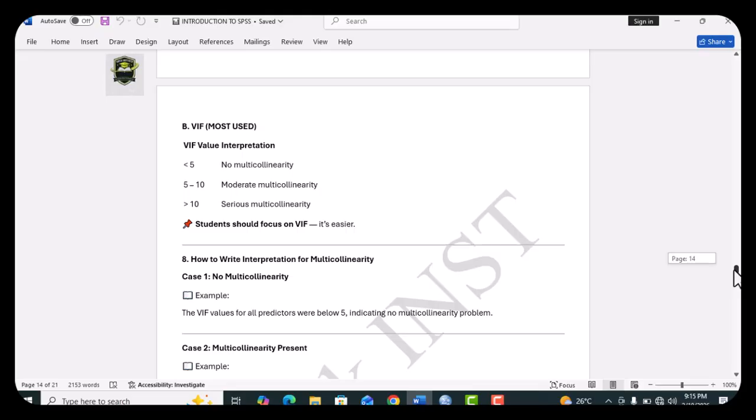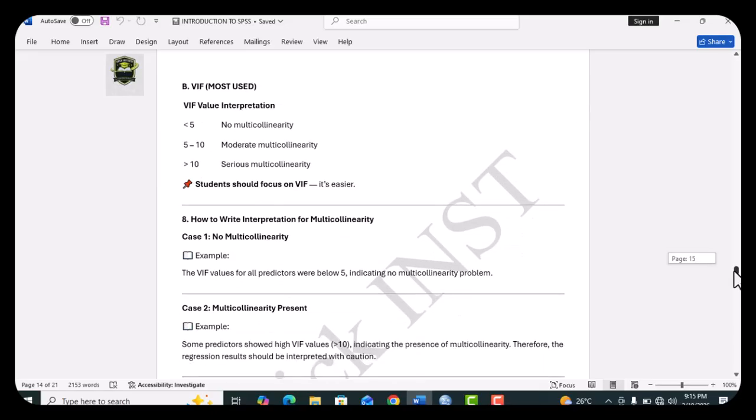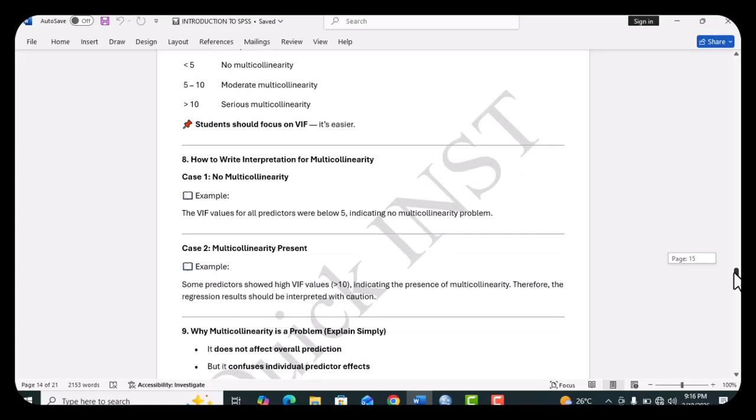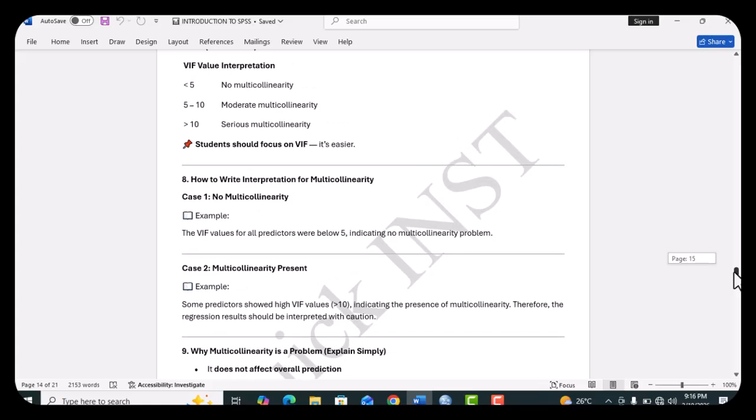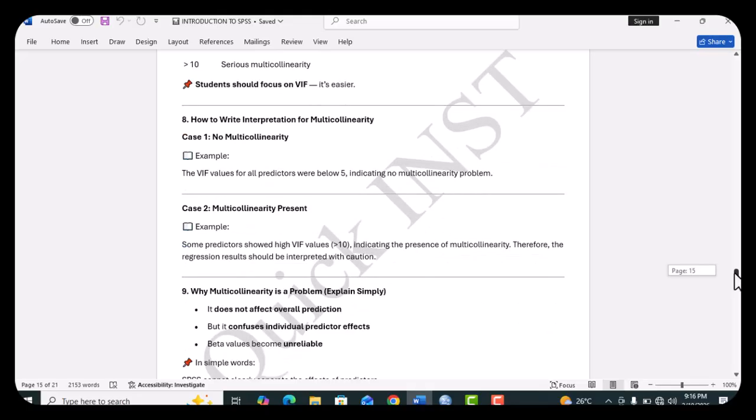If you have no multicollinearity, you write: the variance inflation factor values of all predictors were below 5, indicating no multicollinearity. For case 2, when multicollinearity is present: some predictors show high variance inflation factor, greater than 10, indicating the presence of multicollinearity. Therefore, the regression result should be interpreted with caution. In most cases, you don't have multicollinearity in what you are analyzing.